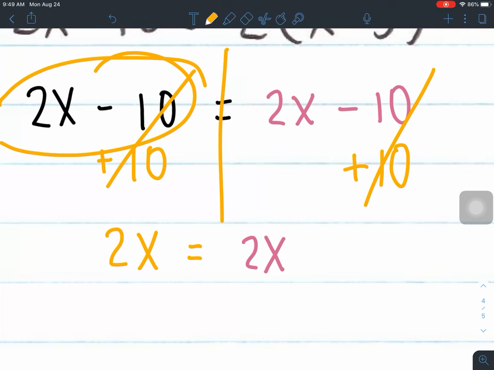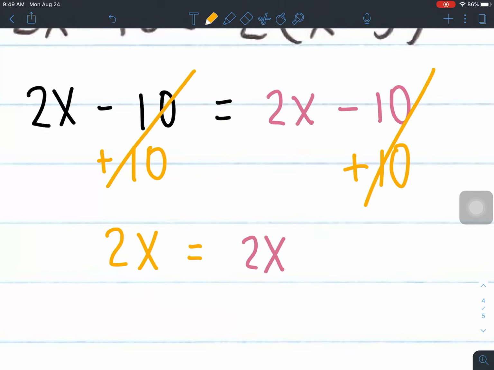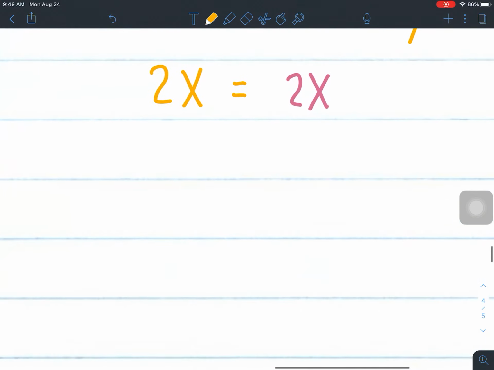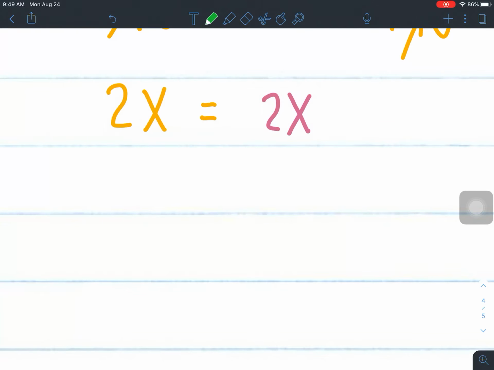On the left, I have the same thing as on the right, right? And then I go down here and I have the same thing again. 2x equals 2x. Interesting, right? All right, let's keep going.